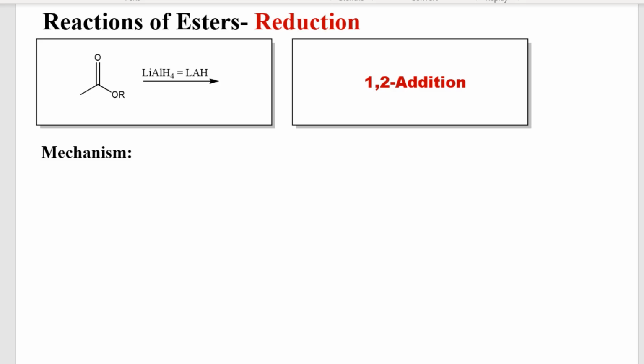What's next? Reductions. What happens if we have an ester and we do a reduction with lithium aluminum hydride? This is sort of a review as well. Let's start with, I'm going to change things up. Oh my God, I'm going to get crazy. Just to be crazy, I'm going to put the ester drawn on the other side.